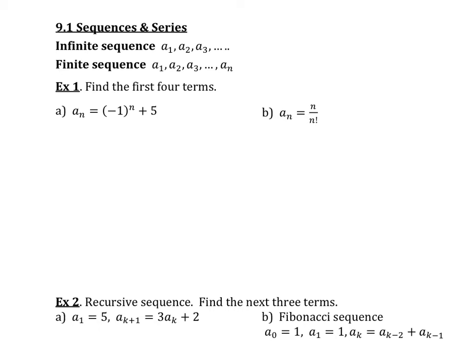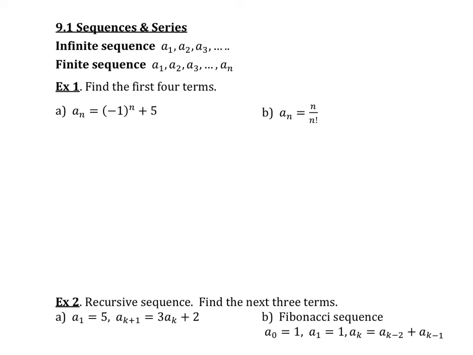9.1 is on sequences and series. Okay, so here we have an infinite sequence. It's just a list of terms that have an order to them. Because it's infinite, it goes on forever. So there's a first term, a second term, a third term, and there's infinitely many terms following it. A finite sequence has a first term and a next term, but then there's also a last term. Whether that's 10 terms, 20 terms, or a billion terms, it has to be finite.